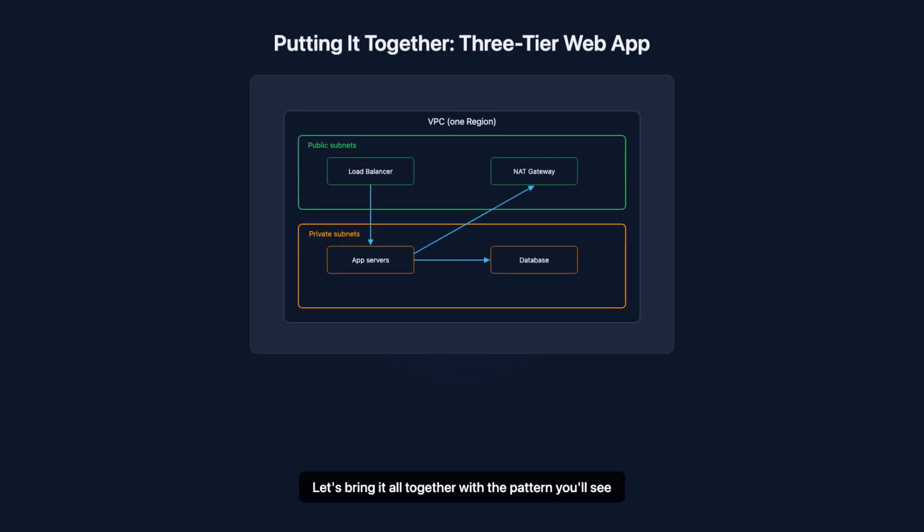Let's bring it all together with the pattern you'll see most often, the classic 3-tier web app, all inside one VPC. Up top, in the public subnets, sit the load balancer and the NAT gateway, the two things that legitimately need to face outward. Down below, in the private subnets, sit the app servers and the database, safely tucked away. Web traffic enters through the load balancer and flows down to the app servers. When those app servers need to fetch patches, they reach out through the NAT gateway, and the database never touches the internet directly at all. That separation, public for what faces out, private for everything else, is the whole game.